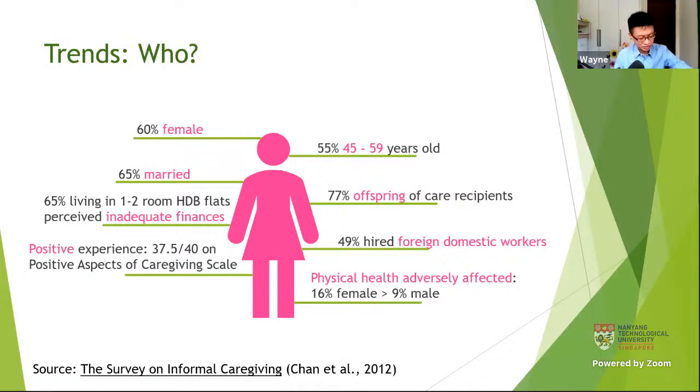It remains authoritative. It remains the only authoritative household survey of informal caregivers in Singapore. We know that after that, SMU conducted another survey on dementia caregivers, over 5,000 participants. Still, we haven't had a next informal caregiving survey in Singapore done yet. So that remains authoritative, right? 65% of our caregivers lived in 1 to 2 room HDB flats then in 2010 and perceive inadequate finances to provide caregiving, right?